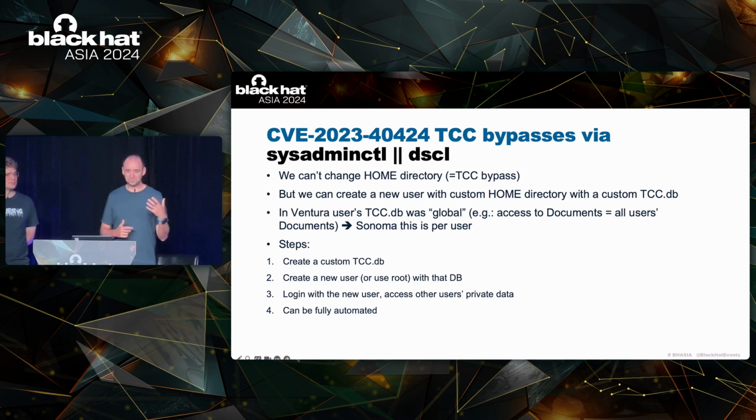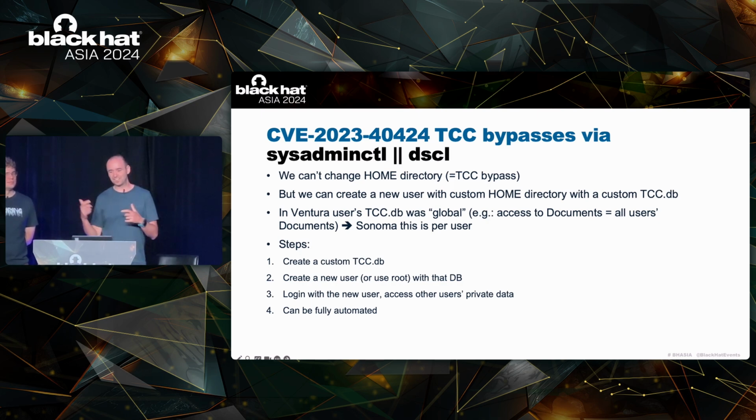So the steps to actually exploit this: we create a new custom TCC database. We either create a new user or we enable the root user, which is disabled by default, with the database. Log in as the new user, steal whatever information we want, and reboot. Now, this can be entirely automated.